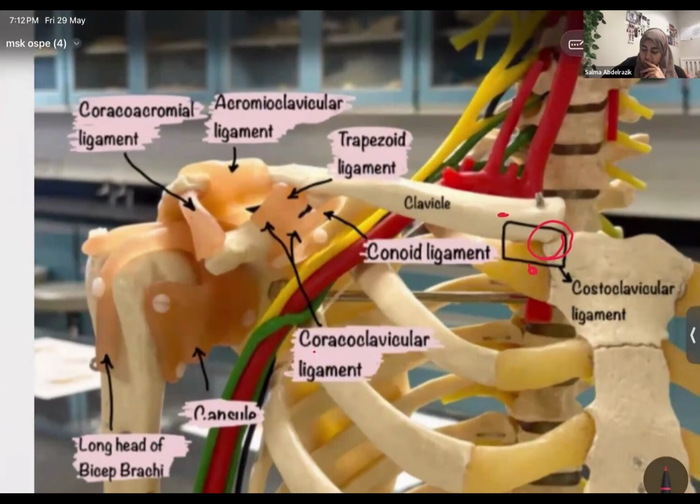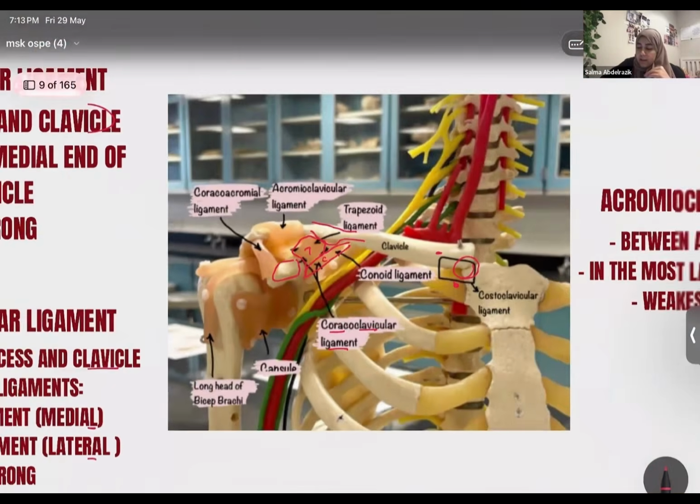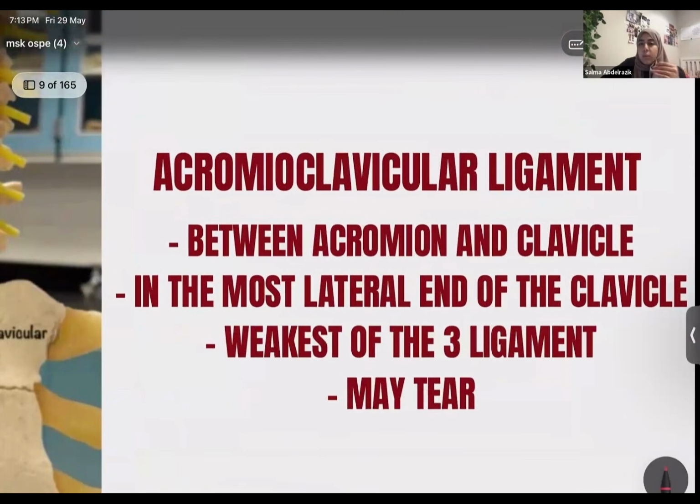You have the coracoclavicular ligament. Here's the coracoid process, and here's the clavicle. It's divided into two: the first one over here is the conoid ligament, and then the trapezoid ligament. Both of them together make up the coracoclavicular ligament. And then you have the last important ligament. There are more, but we're just talking about the very important ones.